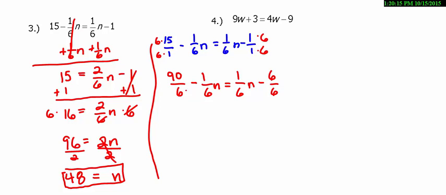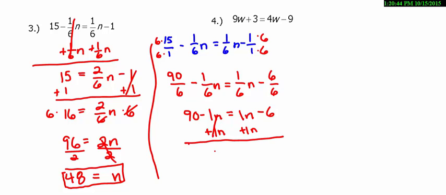Since I'm dividing each term by the same number, the answer is going to come out the same whether I divide by 6 or whether I don't. So I can actually eliminate the denominators here. I'm left with 90 minus 1n is equal to 1n minus 6. So now much easier to work with. We have variables on both sides as we have been learning about working with. I'm going to move them to one side, move the smaller of the two variables by adding 1n to both sides. The 1n's cancel. I have 90 equals 2n minus 6.